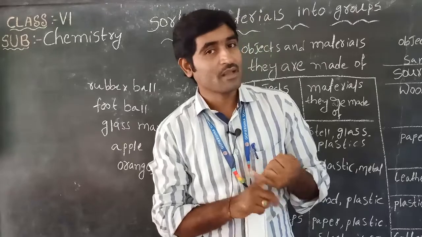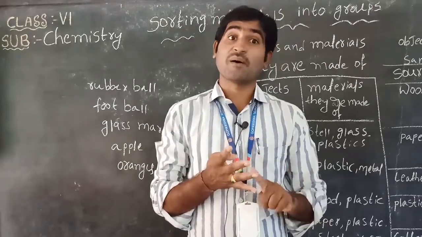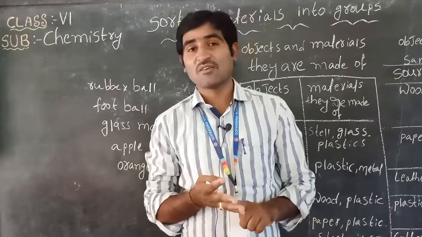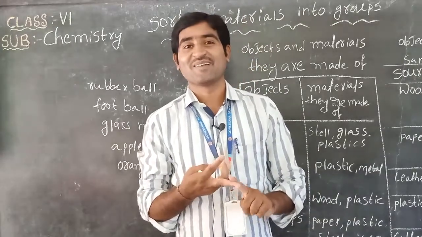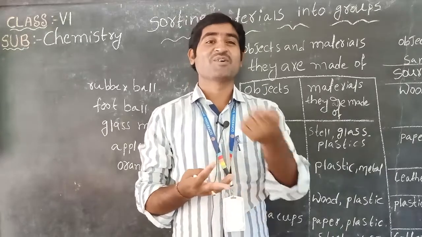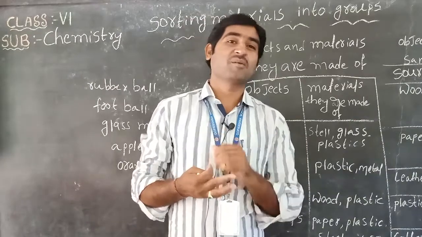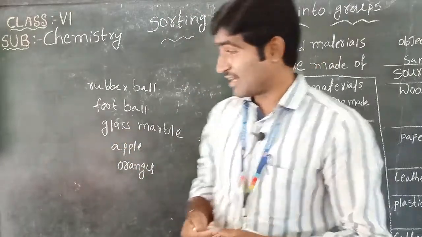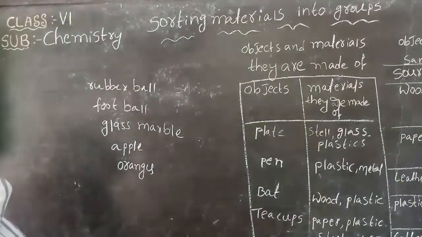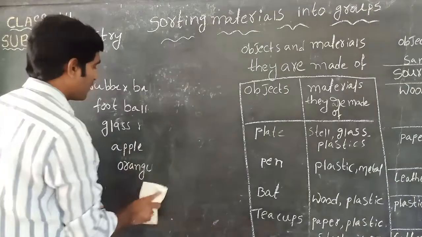We are seeing plates, water containers, pipes. Pipes, have you seen the water pipes? Yes, we have seen. Toys, have you seen? Yes, we are playing with the toys. Mainly the toys are made up of plastics. So like this, we have seen the different kinds of objects which are made up of plastics.